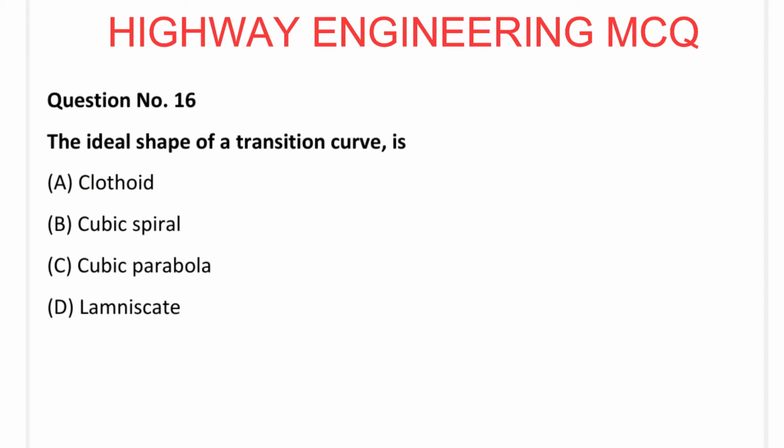So next question, the ideal shape of the transition curve is A, clothoid. Option B, cubic spiral. Option C, cubic parabola. Option D, lemniscate. The answer is A, clothoid.